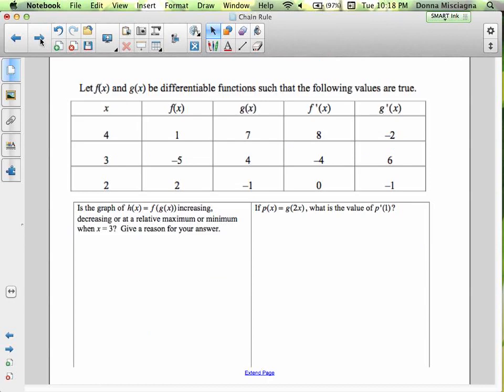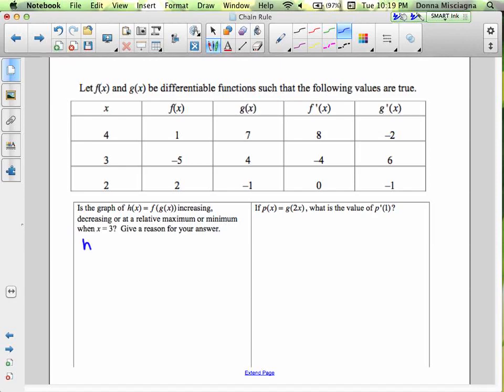All right, so now let f of x and g of x be differentiable functions such that the following are true. Is the graph of f of g of x increasing, decreasing, or at a relative max or minimum when x equals 3? And give a reason for your answer. So we're going to have to find the derivative, we're going to have to evaluate it, and then we're going to need to figure out what's happening to our derivative at x equals 3.